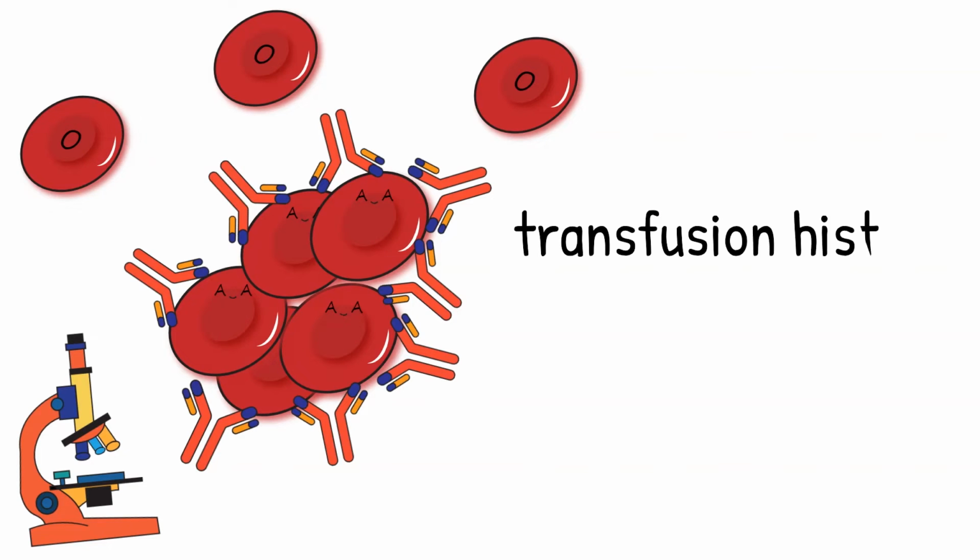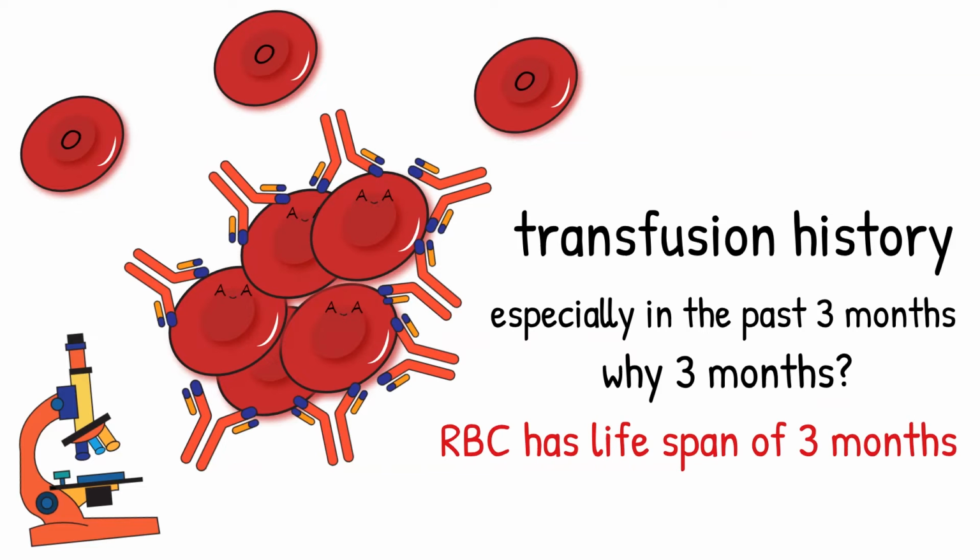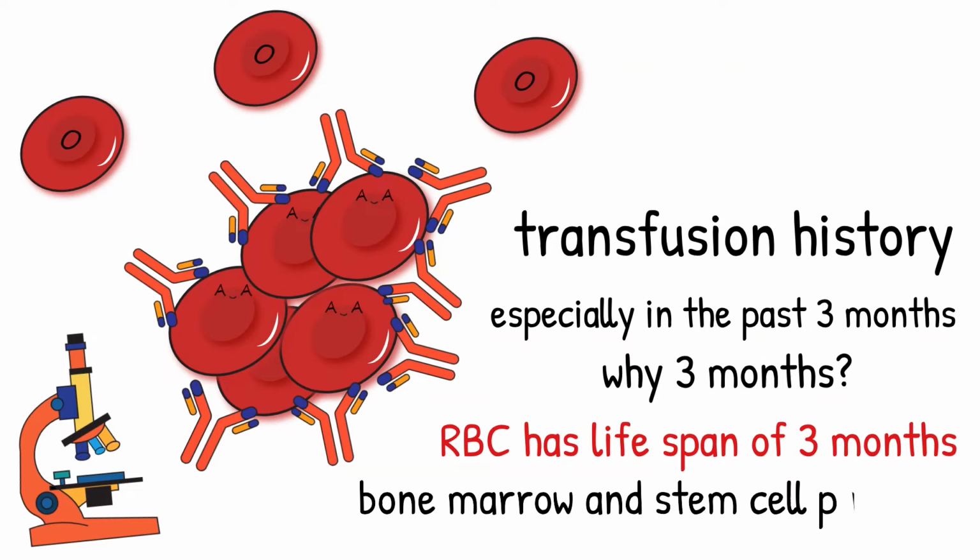This can be solved by asking patient transfusion history. We generally ask if the patient has been transfused within the past 3 months. Why 3 months? It's because red blood cells have a lifespan of 3 months. We can also see this in bone marrow and stem cell transplant patient.